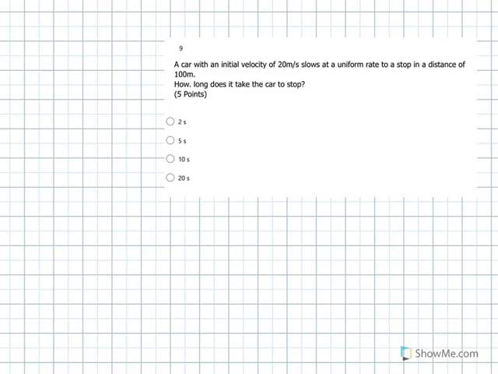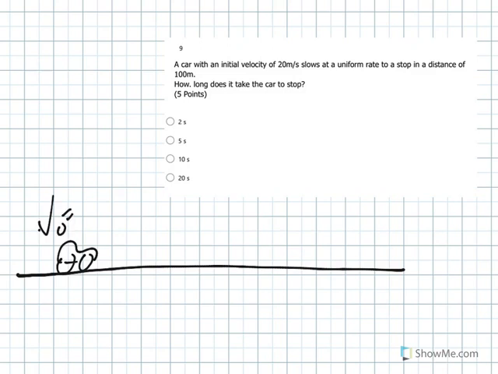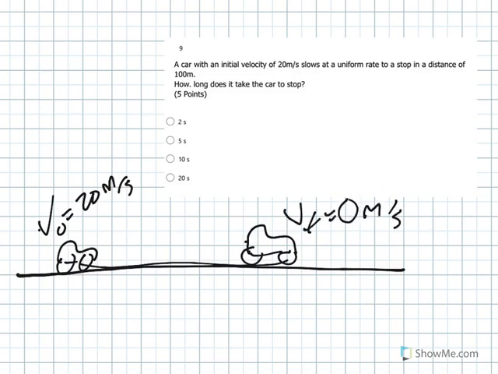In this question, you've got a car with an initial velocity of 20 meters per second. I'm going to make a little picture of this to help me understand the situation. All right, so V naught is 20 meters per second. Then it slows down and it stops a little while later, so that means V final is 0 meters per second. It also tells you that the distance it moved was 100 meters. So that is your displacement, delta x.